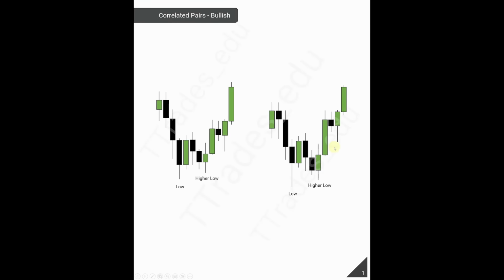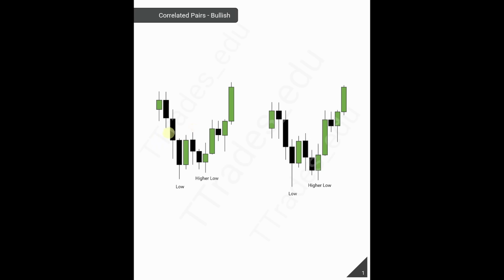Now, SMT is a technique used when looking at correlated pairs. For example, if we have ES and NQ, they are both correlated, or should be moving in the same direction, so we can use those for SMT. Or EU and GU, since those are correlated, or they are both against the dollar, we can use those as well.